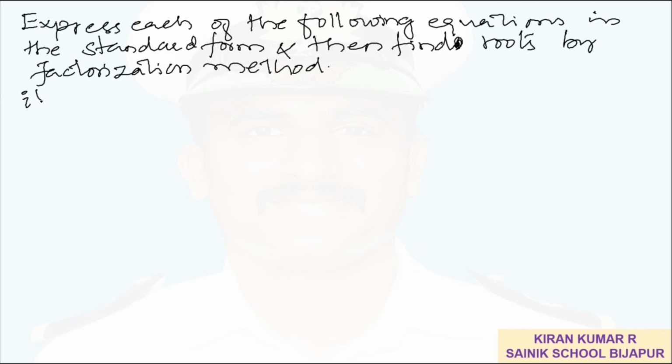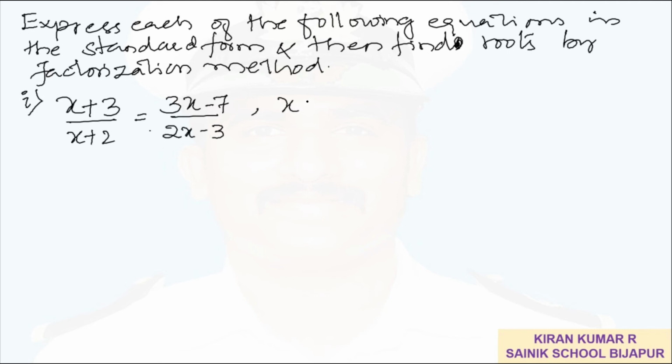There are two sub questions here. The first question is (x + 3)/(x + 2) = (3x − 7)/(2x − 3), where x is not equal to −2 or 3/2.